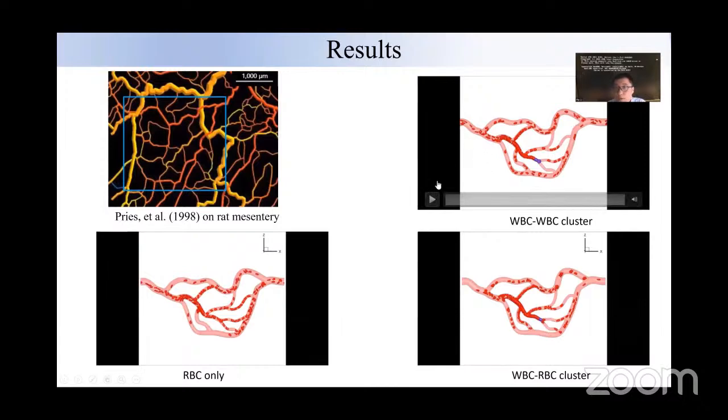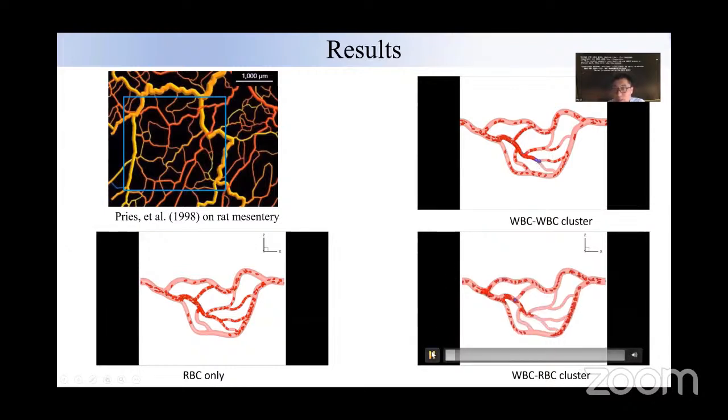Then we introduce these two white cell clusters into this network. We can see that this white cell cluster can actually pass through this bigger bifurcation, but eventually they are stuck at this smaller bifurcation and cause some congestion upstream of this bifurcation site. Similar things happen for the white cell and red cell cluster. You can see similarly, they are stuck at the same bifurcation site due to the reduced deformability during the formation of this cell cluster.